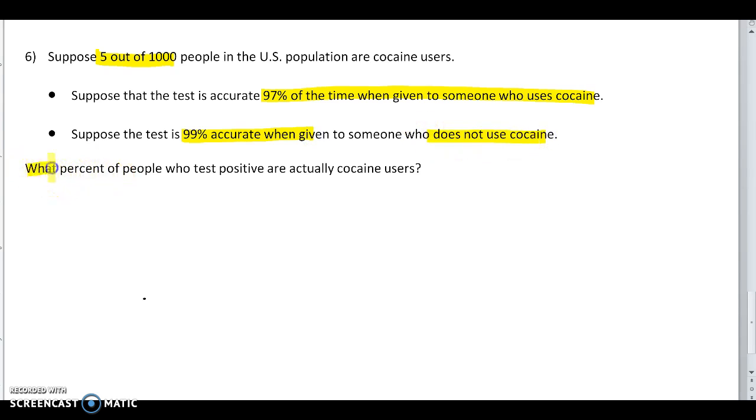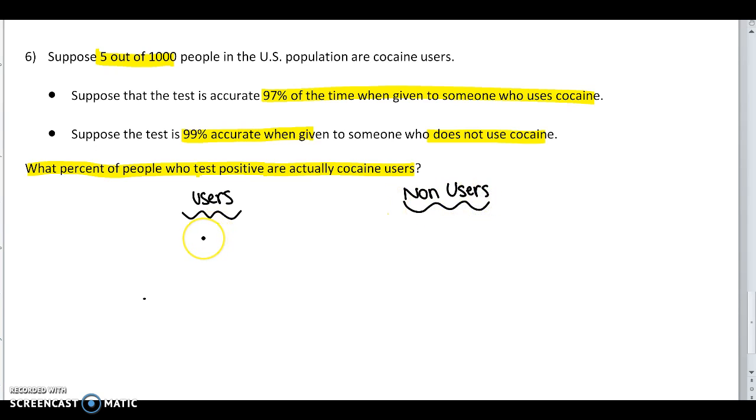So at the end of the day, we're going to calculate what percent of people who test positive are actually cocaine users. Because believe it or not, it's possible to test positive and not be a cocaine user in some other scenarios. So we're going to break this down into users and non-users. This is the first stat I got there. So we have users and non-users.